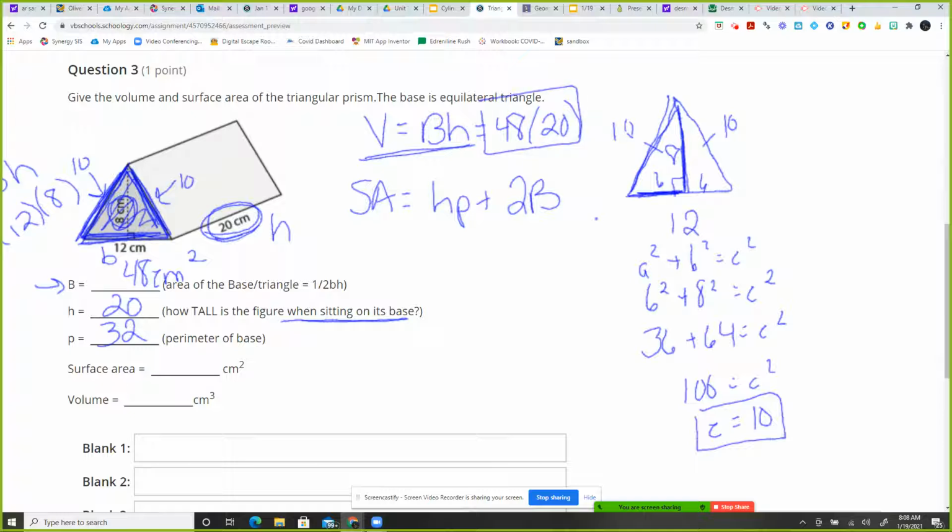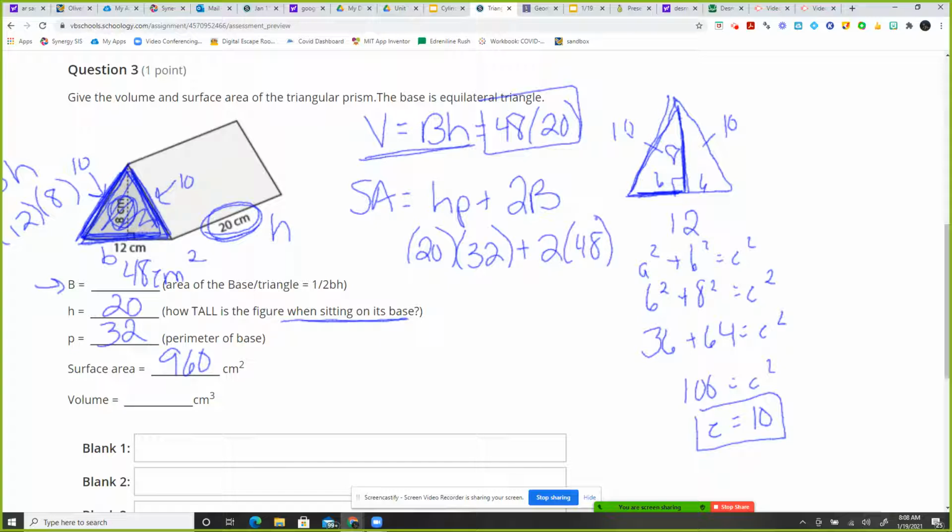48 times 20 gives me what? 960. And then surface area is going to be the height of the whole shape times the perimeter, which we found was 32, plus 2 times the base.